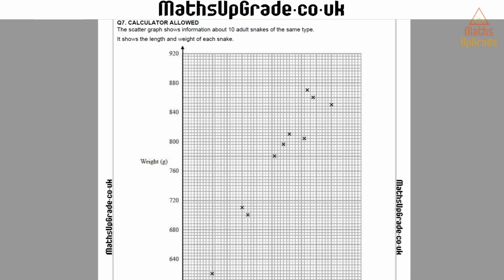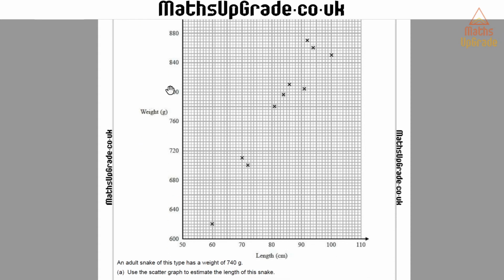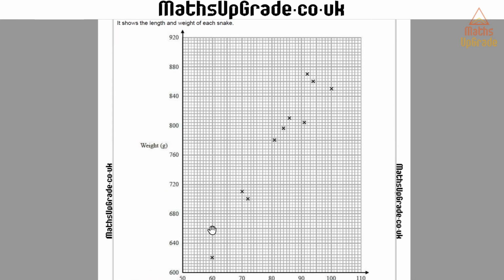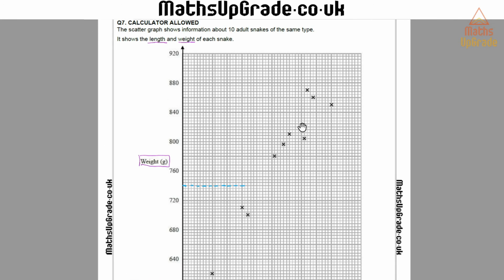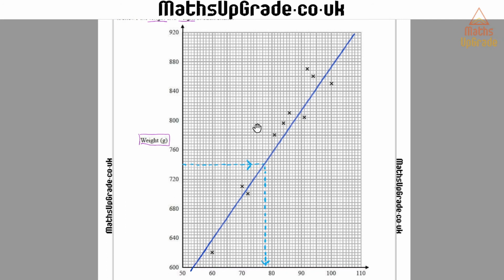In question 7, this scatter graph shows information about 10 snakes. So you've got their length against their weight. We're told a snake has a weight of 740 grams. You need to estimate the length of the snake. So the first thing you do is draw a line of best fit according to the data here. Make sure your line goes through as many points as possible and has an equal number of points on both sides.